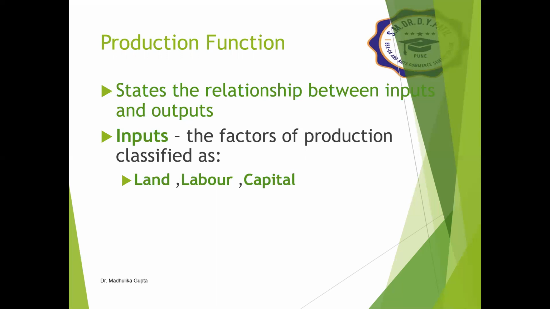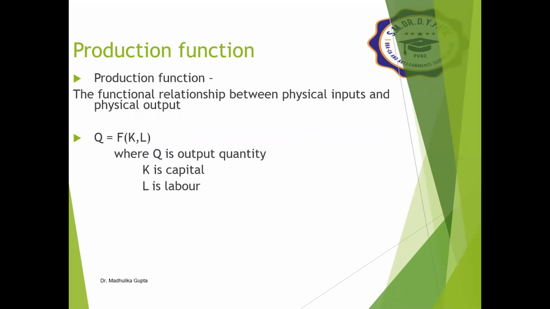Now inputs are the factors of production. Land means all natural resources of the earth, and the price paid to acquire land is rent. Labor is all physical and mental human effort involved in production, and the price paid to labor is wages. And capital is buildings, machinery and equipment used for the production process, and the price paid for capital is interest.